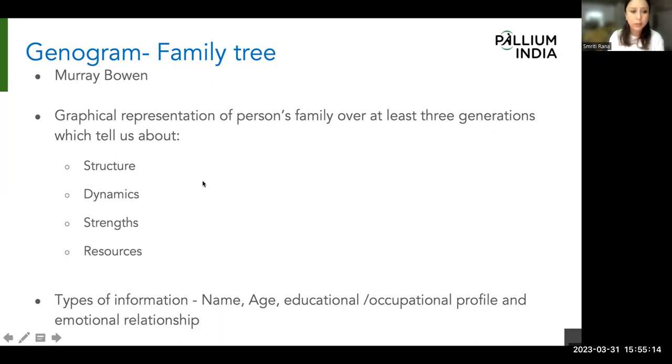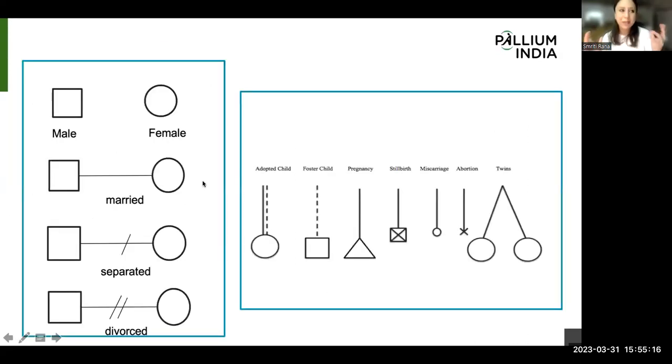So here's how we're going to do it. For those of you who are very, very familiar with genograms, I'm sorry if this is a repetition, but I always find it to be a great revision for myself as well. So typically these are the symbols we use: square for male, circle for female. One strong line indicates married, one line across indicates separated, 2 lines means divorce.